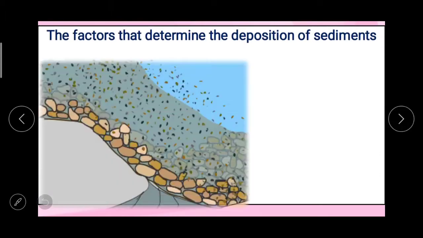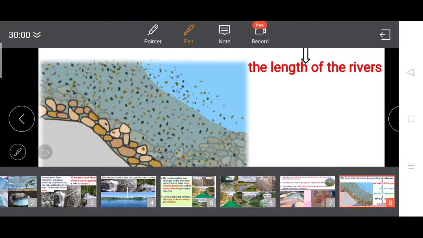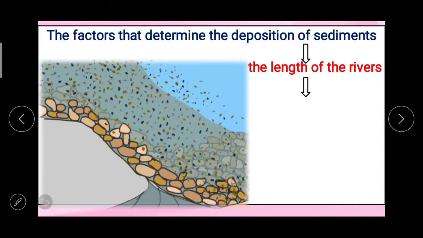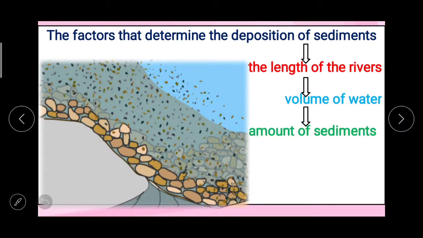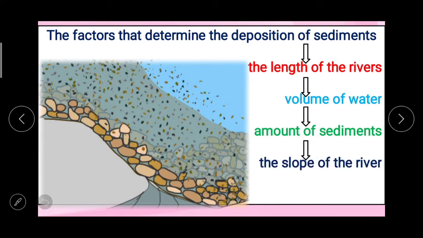Here now the factors that determine the deposition of sediments include the length of the river, then volume of water, amount of sediments and the slope of the river and also the earth's surface. Thus, landforms like floodplains and deltas are formed because of deposition of sediments.